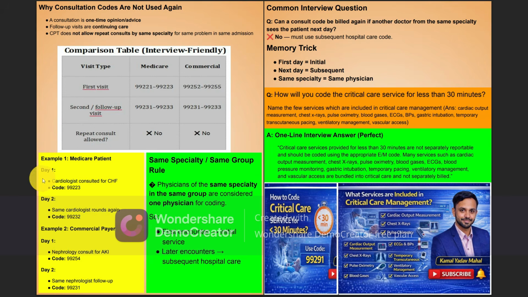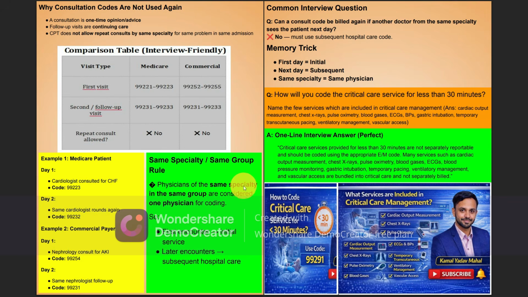Example here, Medicare patient, first day cardiologist consult for CHF, code is 99223. Second day the same cardiologist rounds again and they code 99232. Example, commercial consultation, one day nephrology consult for AKI, code is 99254. Second day same nephrologist follow up, code is here 99231. So this way we are coding. Same specialty, same group rules.